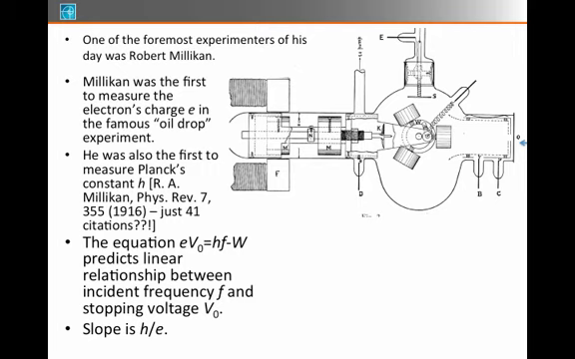e had already been measured by Millikan in the oil drop experiment, so multiplying the slope that he would derive from the present experiment by his previously measured e would give a value for the constant h.